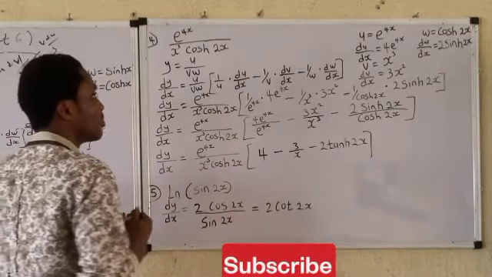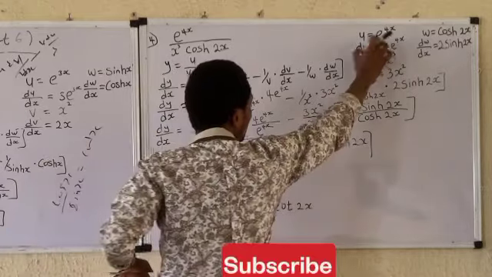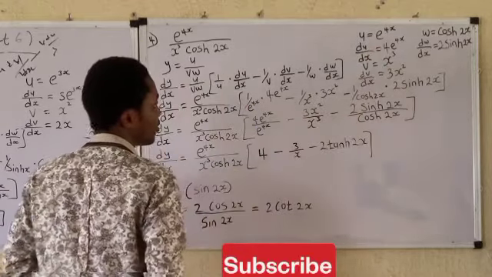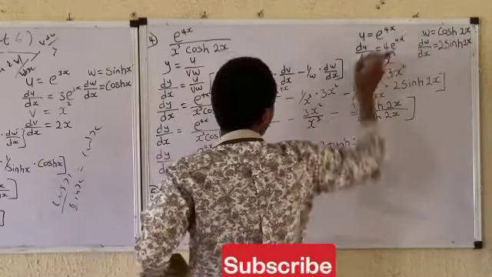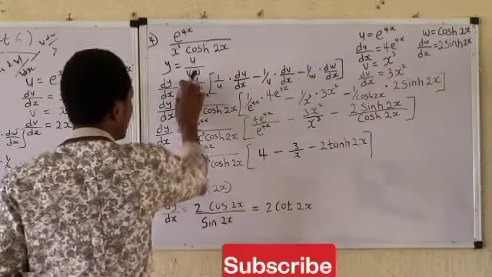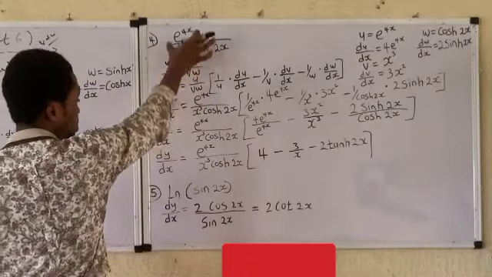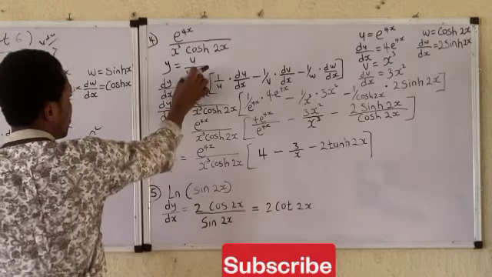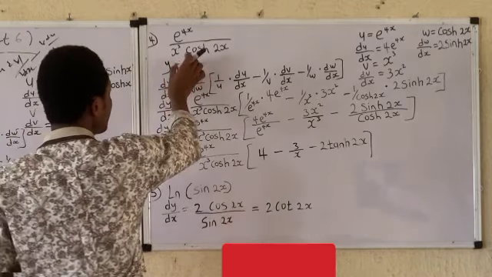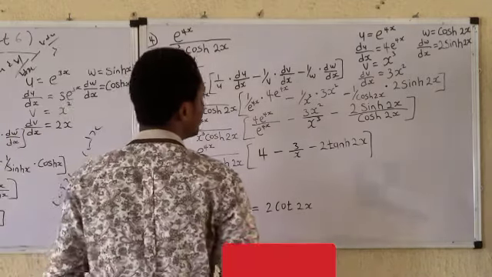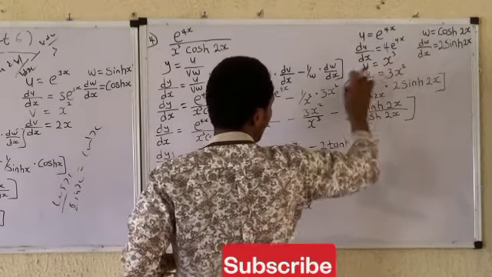Now the differential form of u with respect to x, du/dx equals 4 exponential raised to the power of 4x. Then we move to our v here. We are using the formula to solve the question. Now our v here is our x raised to the third power. So v equals x raised to the third power.